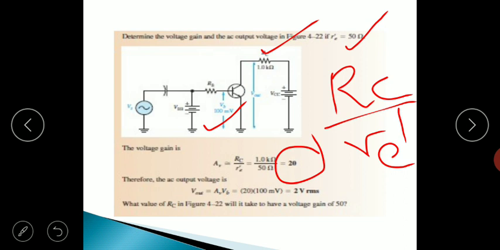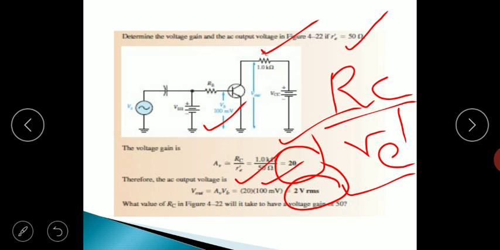Now we know that the voltage gain AV can also be written as the output voltage by the input voltage, because basically gain is the ratio of output voltage by input voltage. So from this we can write output voltage is equal to gain times the input. Input is given as 100 millivolt and the gain we have determined is 20. So 20 into 100 millivolt, we get the output as 2 volt. Gain we got 20, and the gain into input gives you the output. So output here is 2 volt.